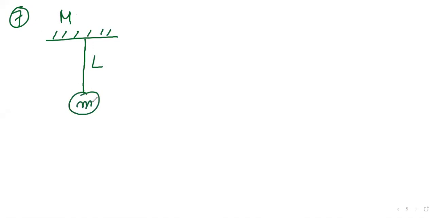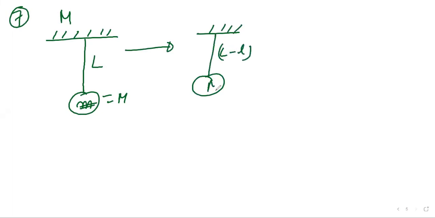Now see question number 7. When a block of mass M is suspended by a long wire of length L, so this is the long wire of length L, and mass capital M is suspended through it. The length of the wire becomes L minus l, so there is a reduction in the length. The mass will be the same. You have to find the change in elastic potential energy.